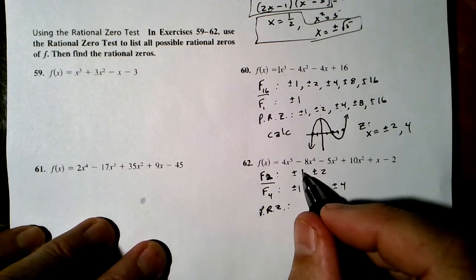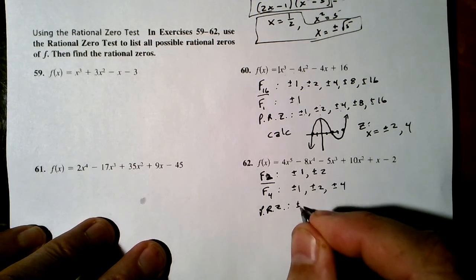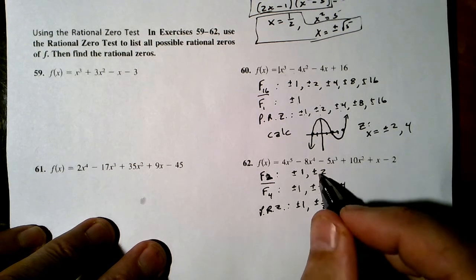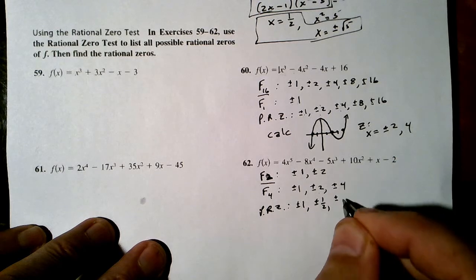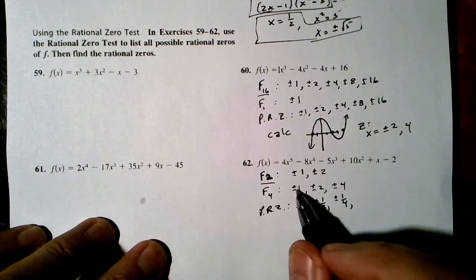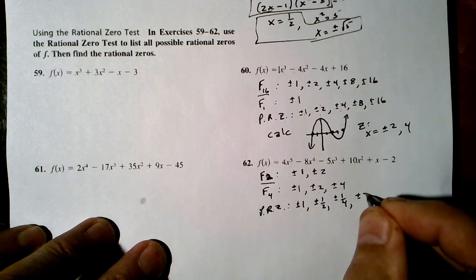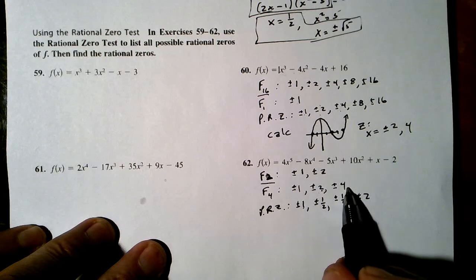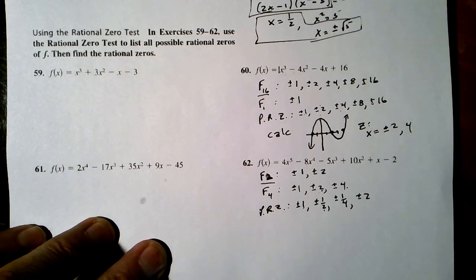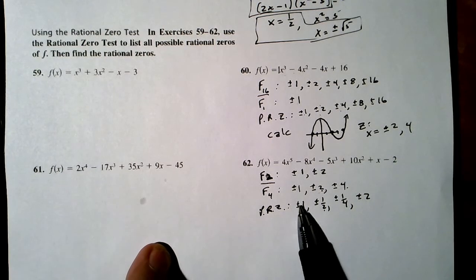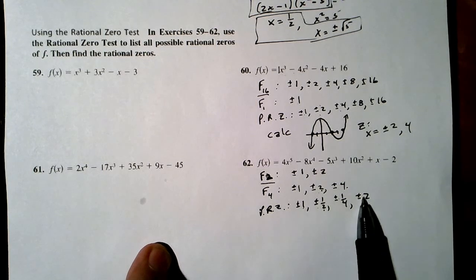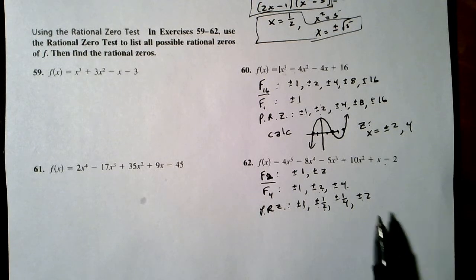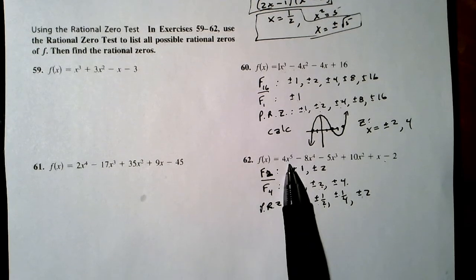Our possible rational zeros: 1 on 1, so plus or minus 1. 1 on 2, plus or minus 1/2. 1 on 4, plus or minus 1/4. 2 on 1, plus or minus 2. 2 on 2, but that's 1. 2 on 4, but that's 1/2. So we would need to take those 8 values and synthetically divide this through here to find out which ones work. As many as 5 of them could work.